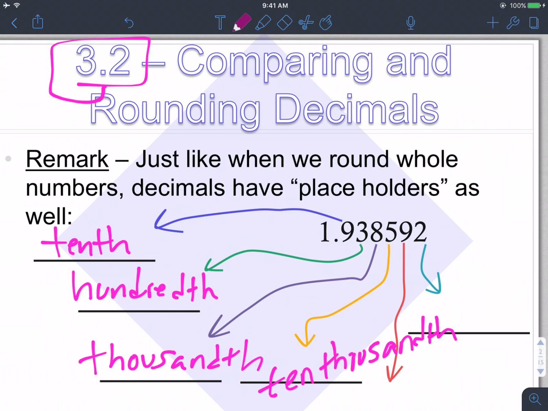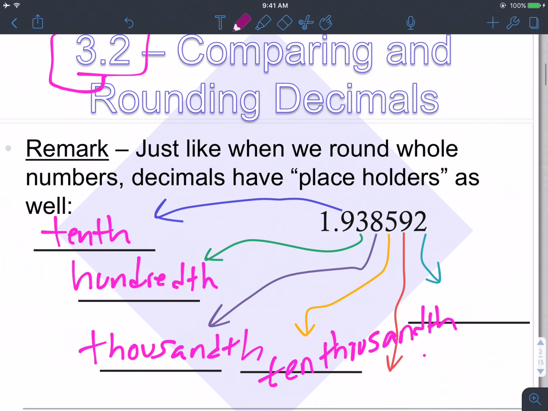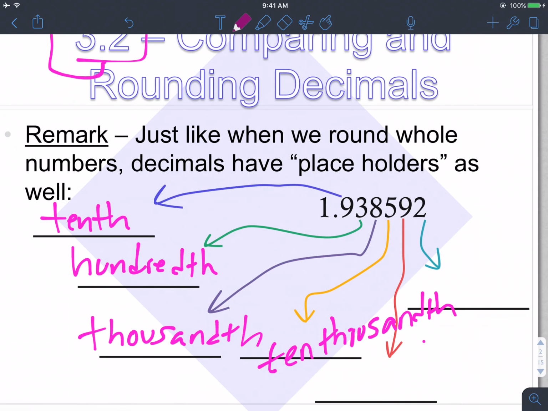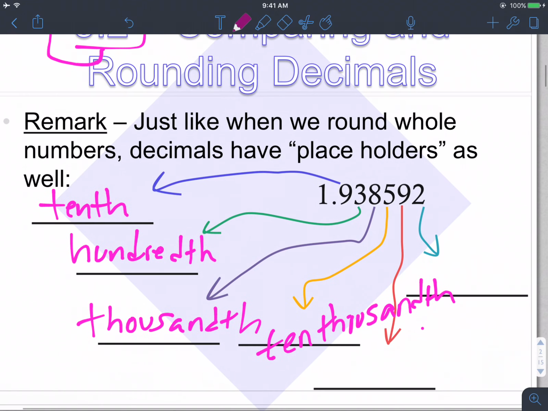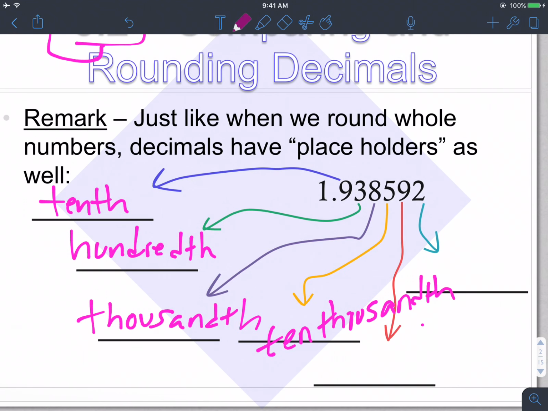10,000th, and so on. The last one will be the 100,000th. Did I mix one? 10,000, 100,000, and then 1, 2, 3. If you want to say the millionth, I doubt you'll run into that. Okay, but that's the way it goes. 10th is 1 decimal place. 100th is 2 decimal places. 1,000th is 3, and so on.